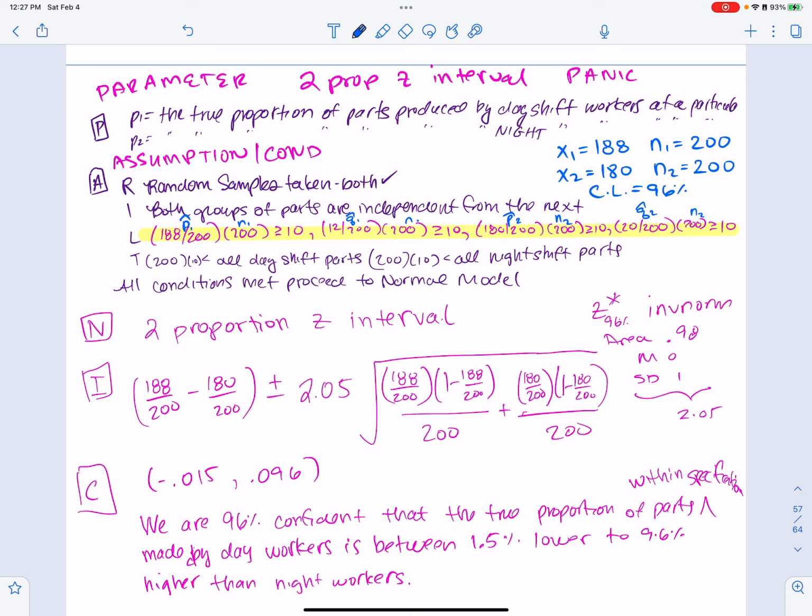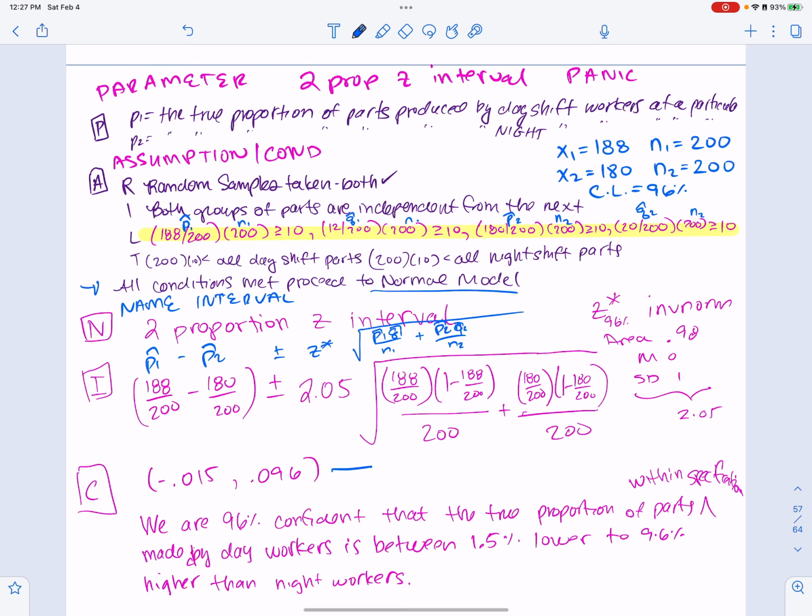I've done RILT and found that all conditions are met to proceed to the normal model. Next is to name the interval, and it is a 2 proportion Z interval. This formula is P1 hat minus P2 hat, plus or minus the critical value, Z star, times the square root of P1 hat Q1 hat over N1 plus P2 hat Q2 hat over N2. And that's what these numbers are.